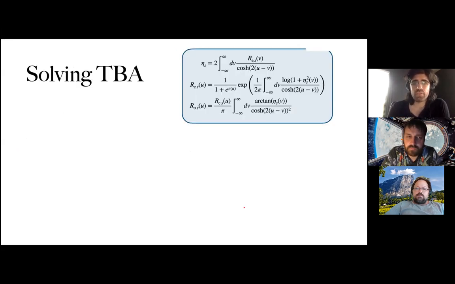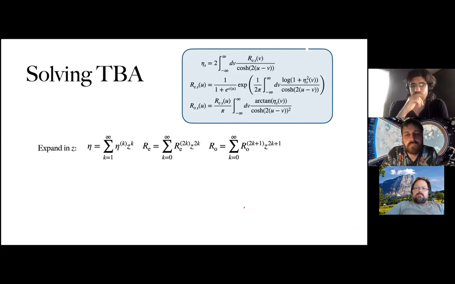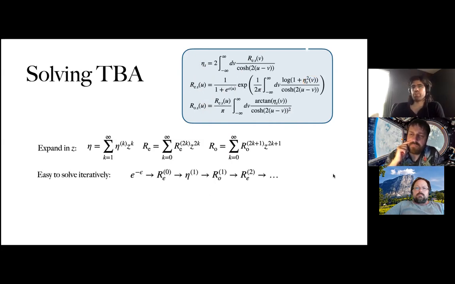Now, how to solve this TBA? Well, it's straightforward. We just expand in z all quantities and solve it iteratively. The first step is given by the y function. If you give me the y function, I can compute the first power of Re. Once I have Re, I plug it here and I can get the leading power of eta. Once I have eta, I can compute the leading power of Ro, and then plug it here again and solve for the next power of Re. I can follow this logic up to whatever order you like.